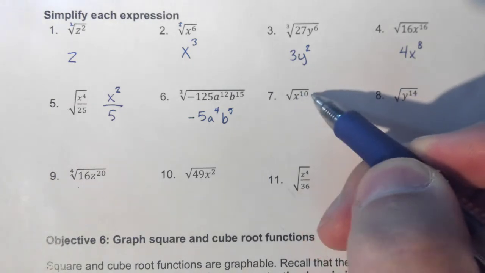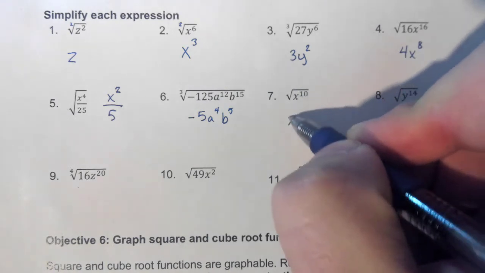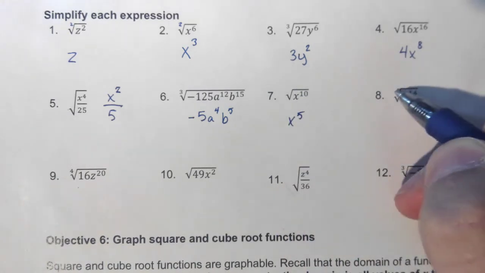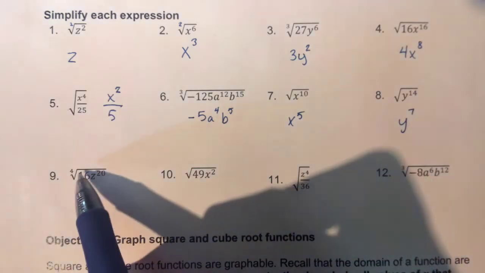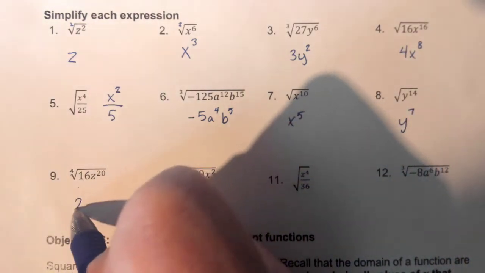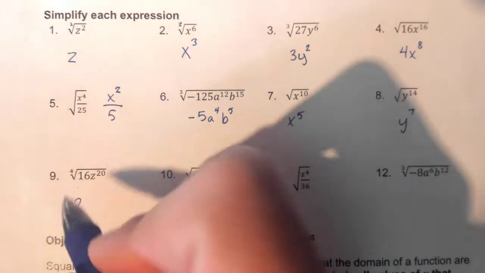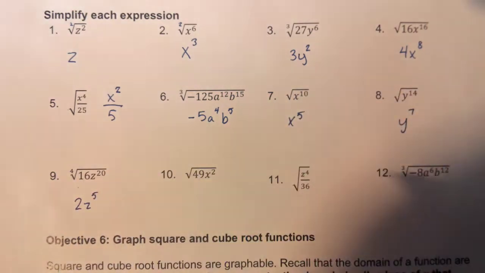All right, let's see how you did. 10 divided by 2 gives you x to the 5th. 14 divided by 2 gives you y to the 7th. The 4th root of 16 is 2. And 20 divided by 4 is 5, so 2z to the 5th.